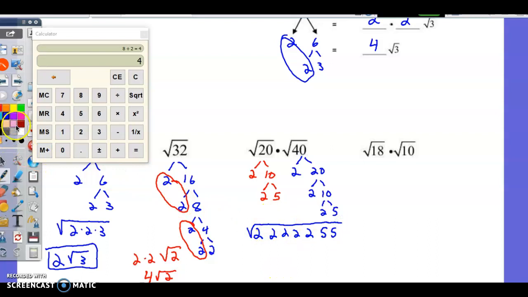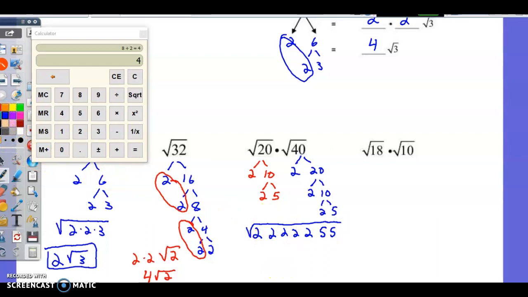So I'm looking for my pairs of numbers. I have a pair of 2s, I have another pair, and I have a pair of 5s. So I can bring out those. So I have 2, 2, and a 5, and then what's left over is this lonely 2 right here. So this would be 2 times 2, which would be 4, times 5, which would be 20. So this would be 20 root 2 as my final answer.